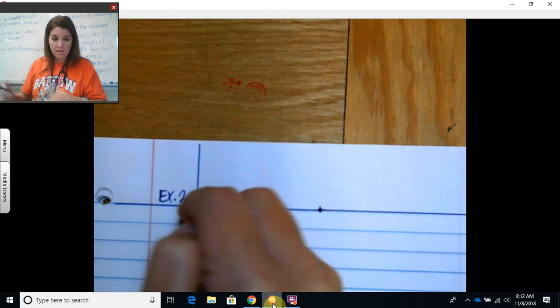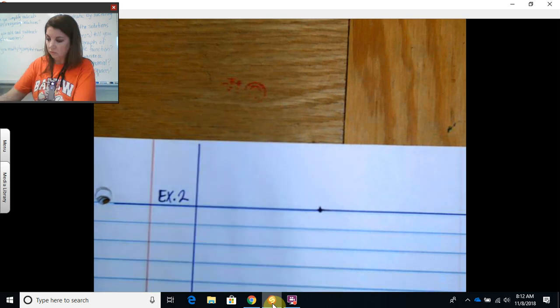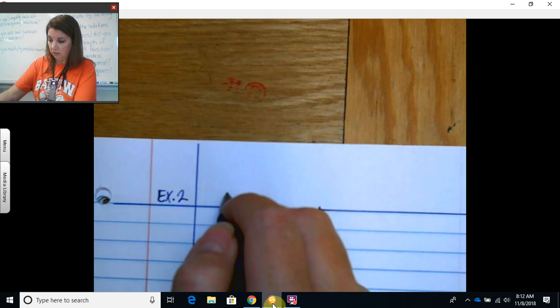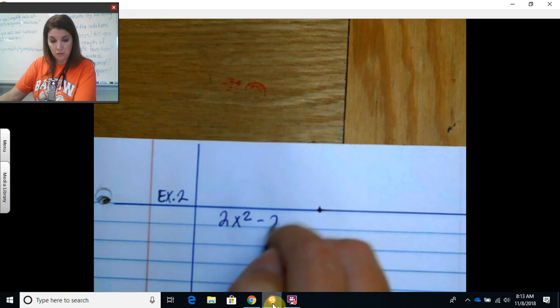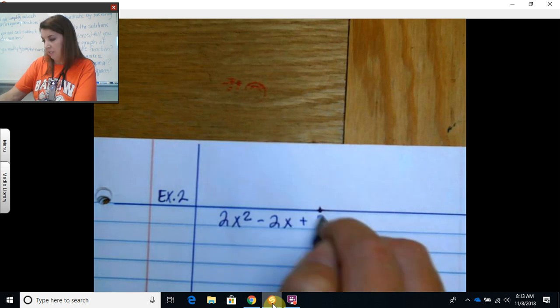Example 2. And our example is 2x squared minus 2x plus 3 equals 9.